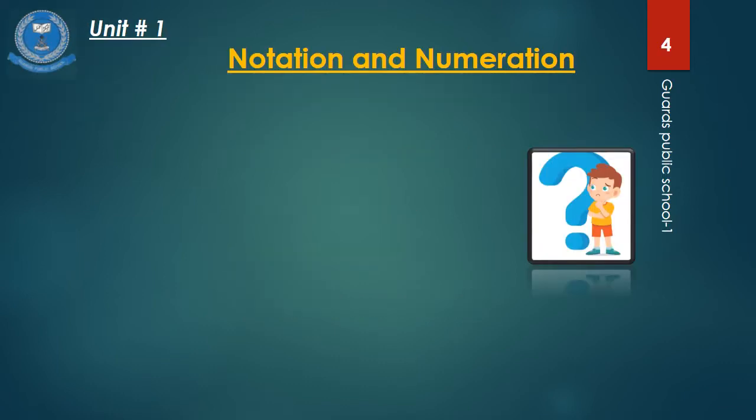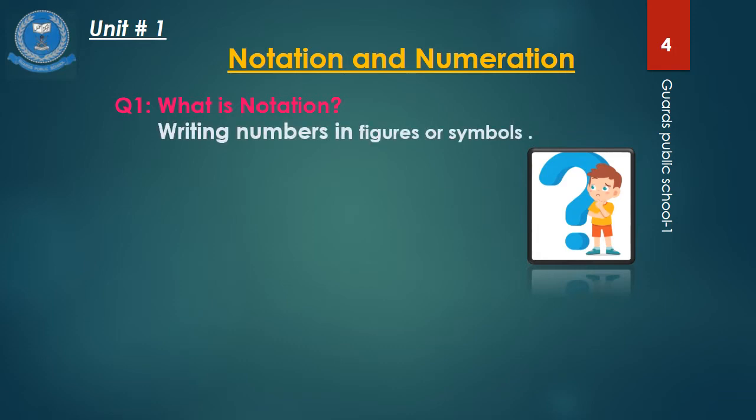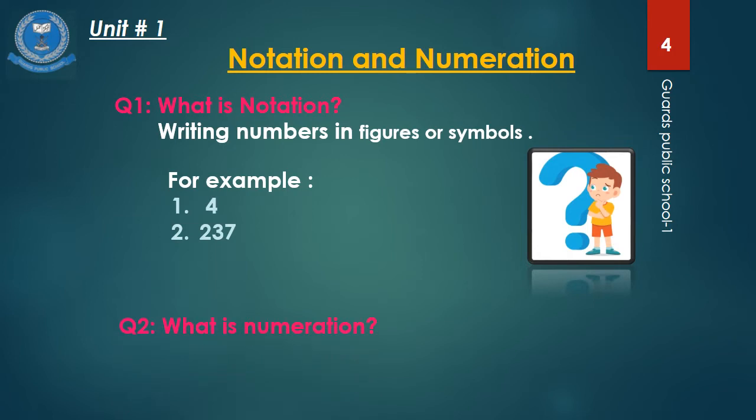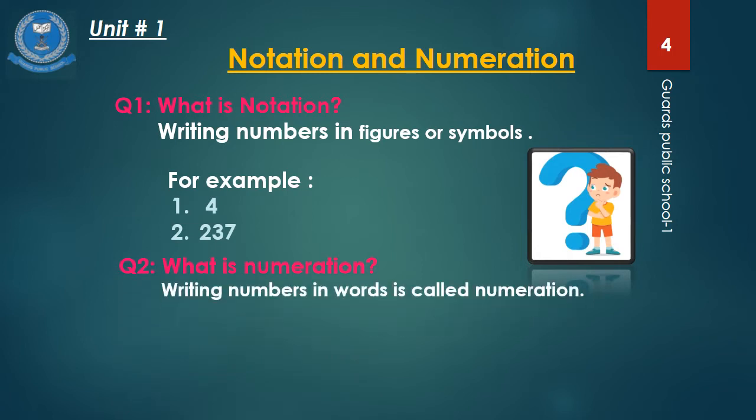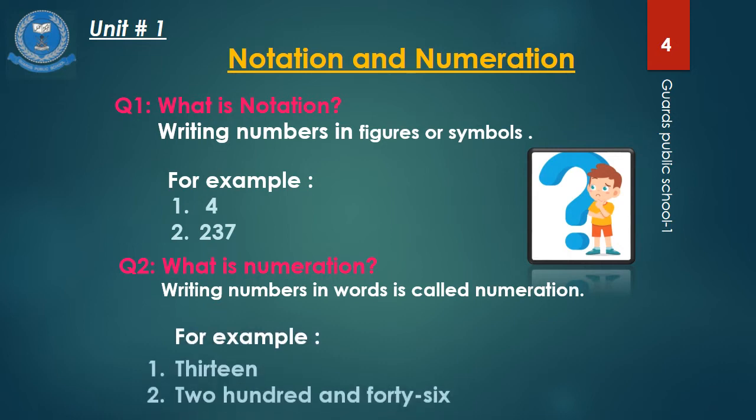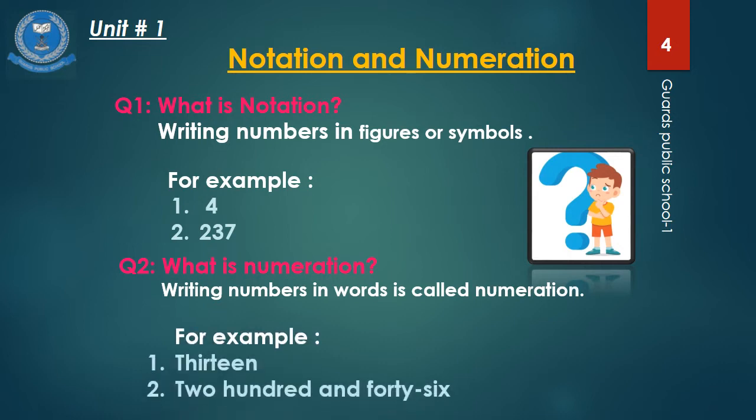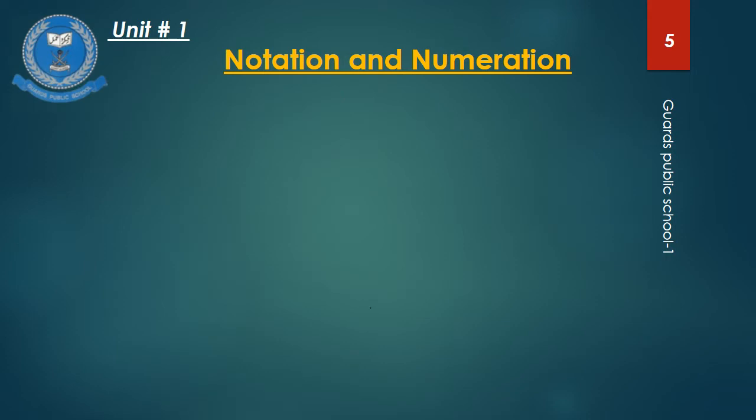Now, before moving forward students, we have to first revise what notation and numeration actually mean. What is notation? Representing the numbers in figures or symbols, for example, 4,237. What is numeration? Representing the numbers in their words, for example, 13,246.